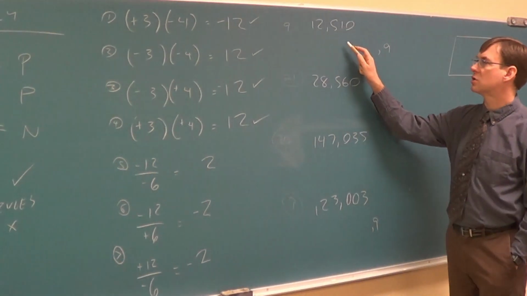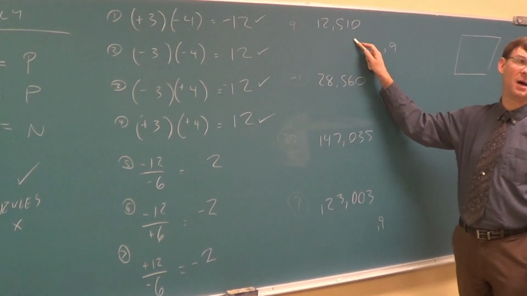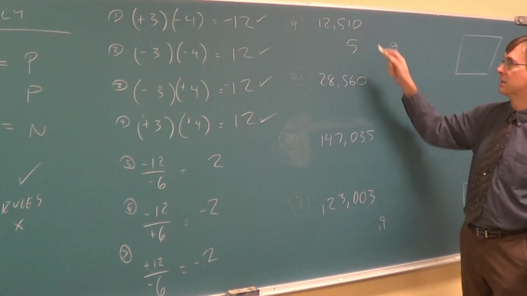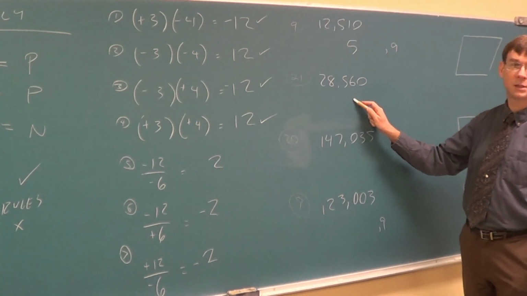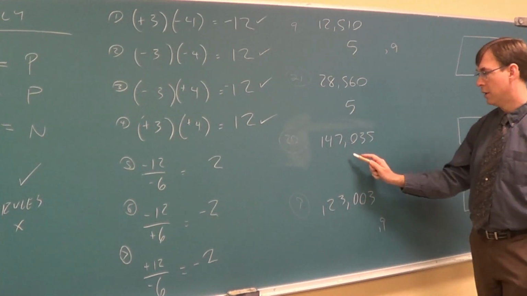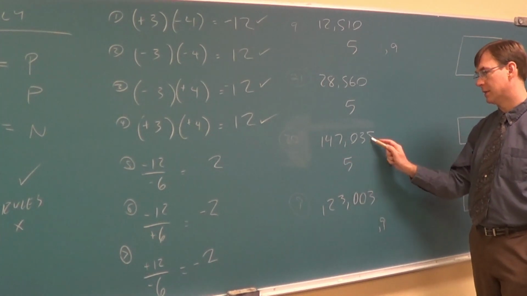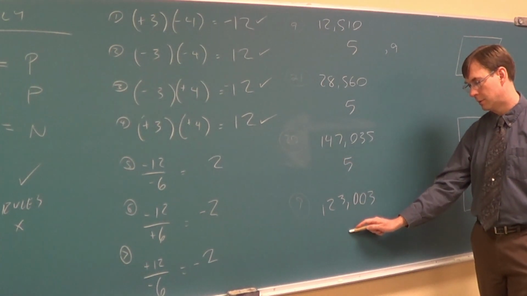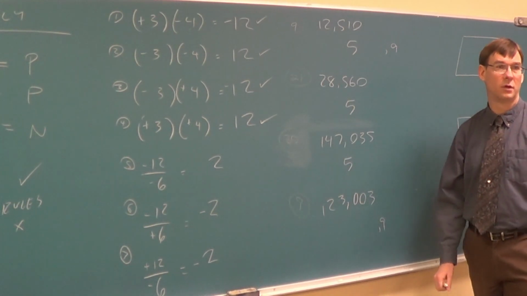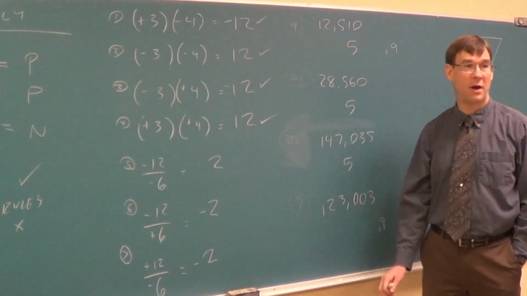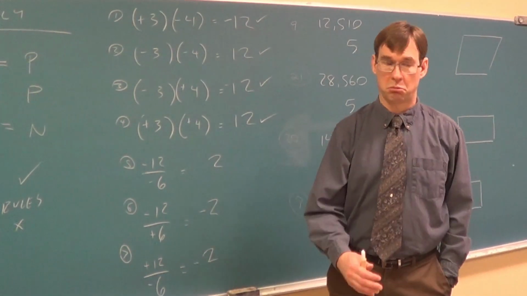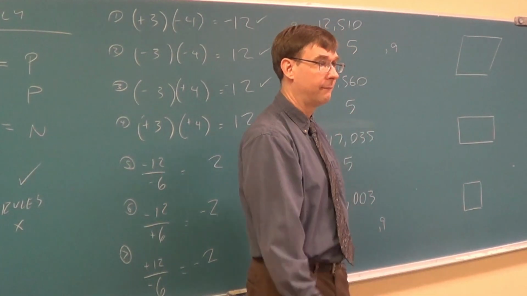Yeah. So does 5 go into this number? Yes, because it ends in 0. 5 go into this? Yes. Yes, it ends in 0. 5 go into this? Yes. Yes, it ends in 5. 5 into this? No. No, it didn't end in 5 or 0. Question about the 5. Anybody know another rule? Yeah.